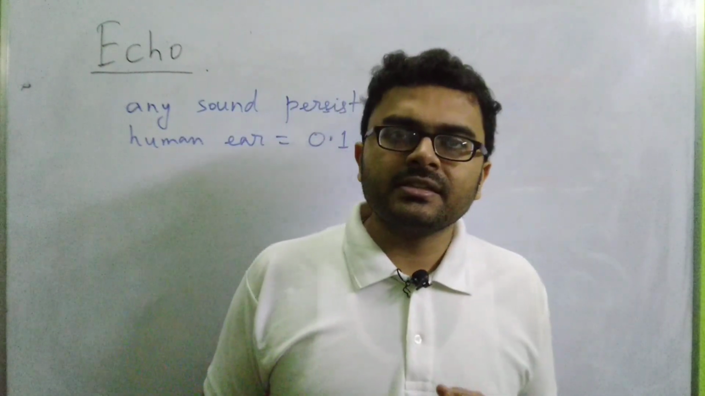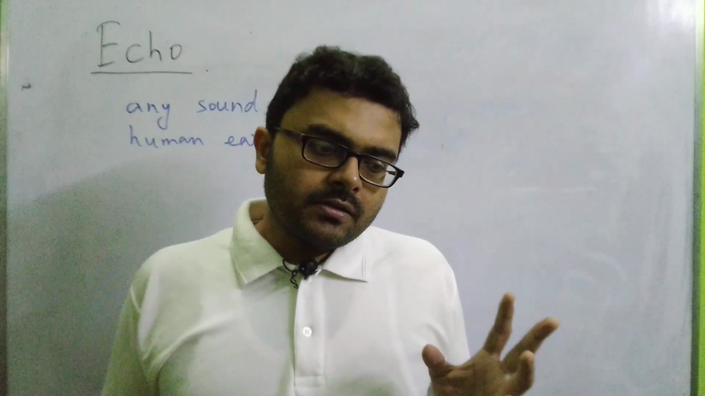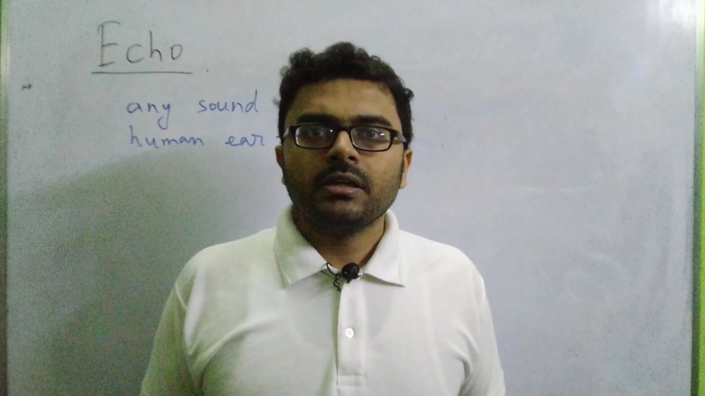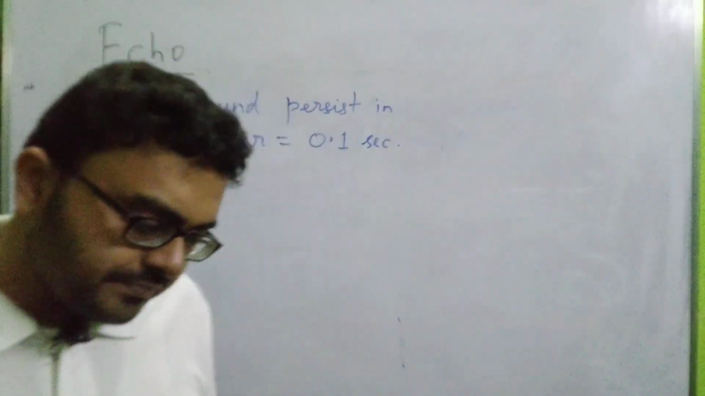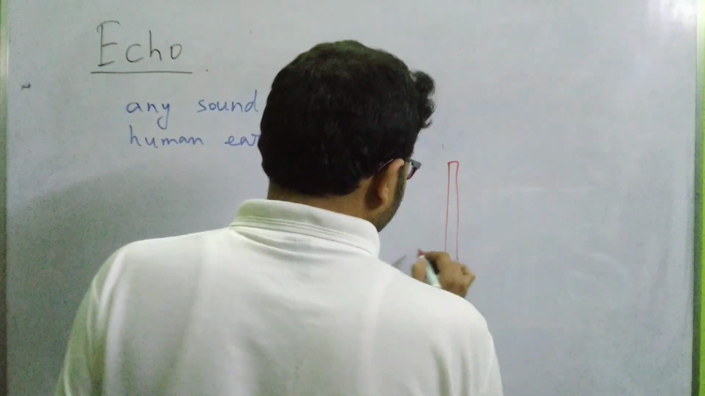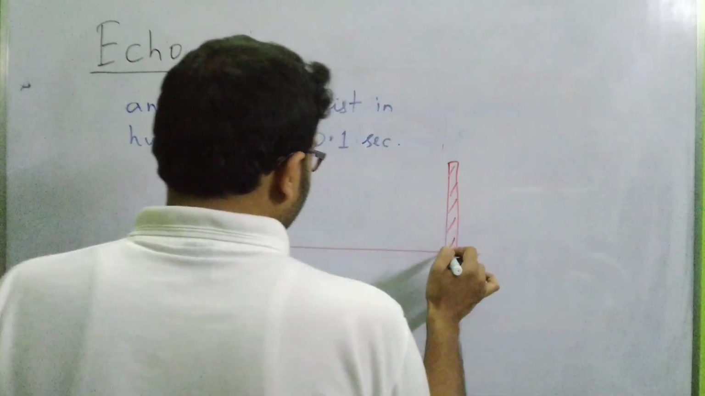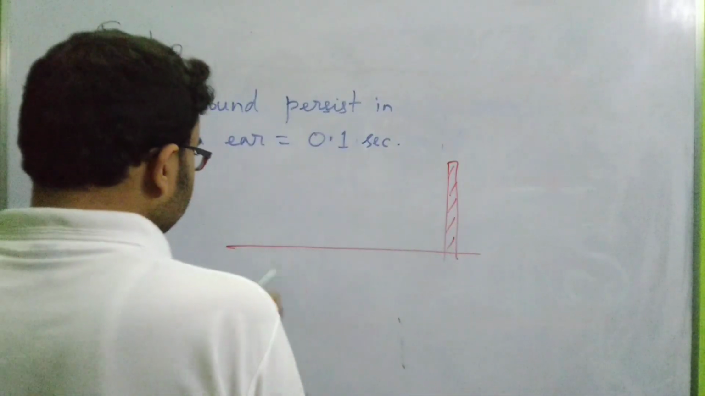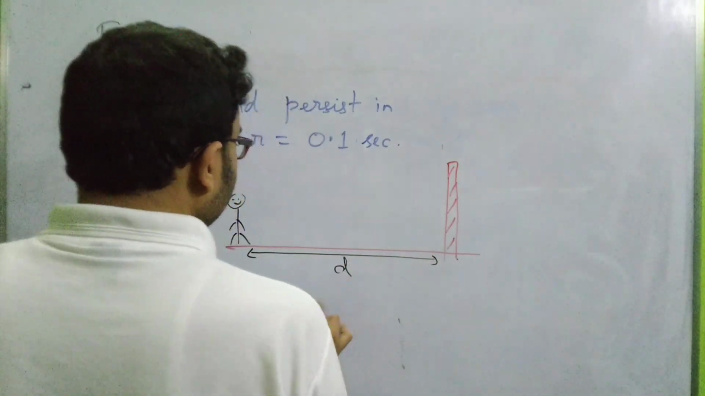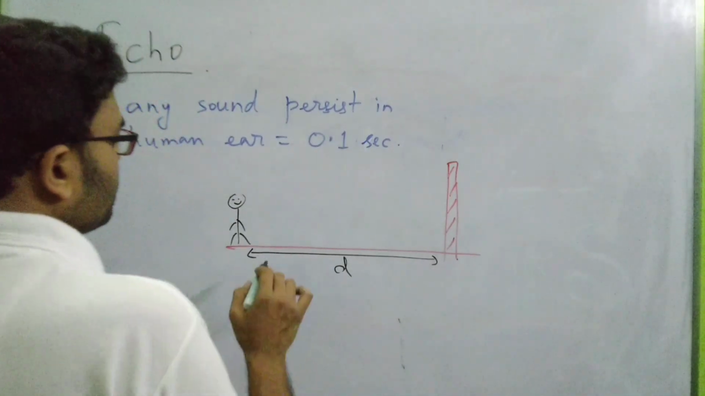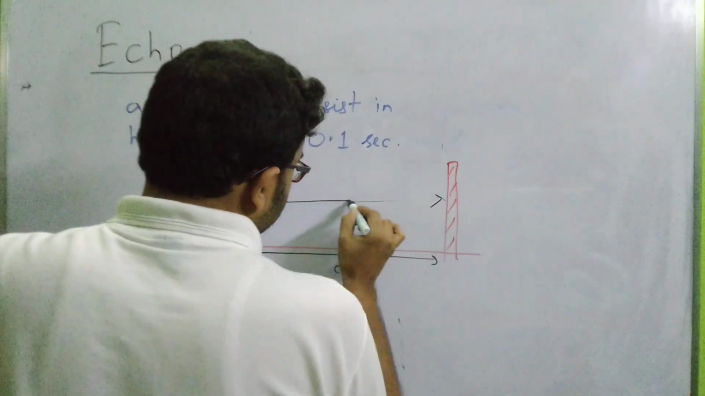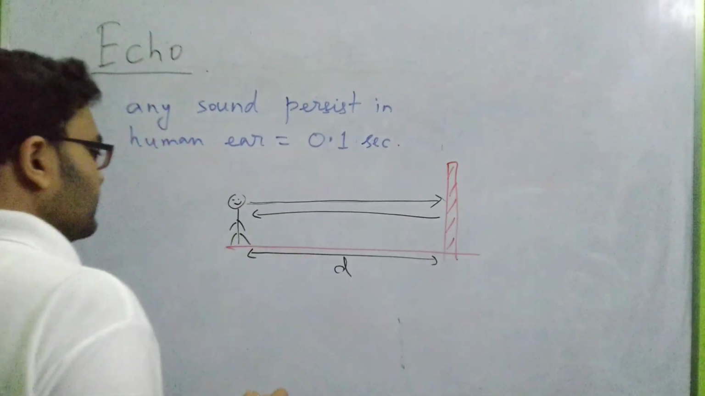There is certain criteria, there is certain minimum distance. If that distance is not present between the producer of the sound and the reflecting surface, then echo will not be heard. So as I have said, see, I am drawing a figure. Consider, say, this is a wall which is actually reflecting sound, and a person is standing in front of the wall at a certain distance, say D. Now the person produces some sound, the sound goes from the mouth of the person, hits the wall, and then again reverses back and comes back to his or her ears.